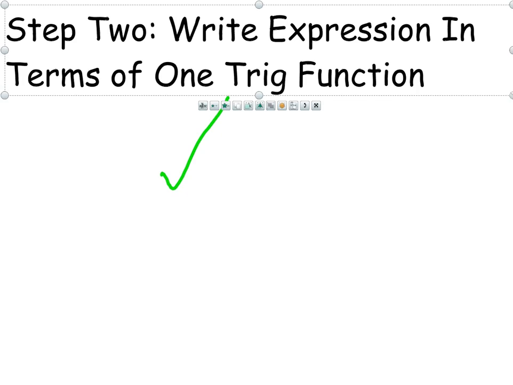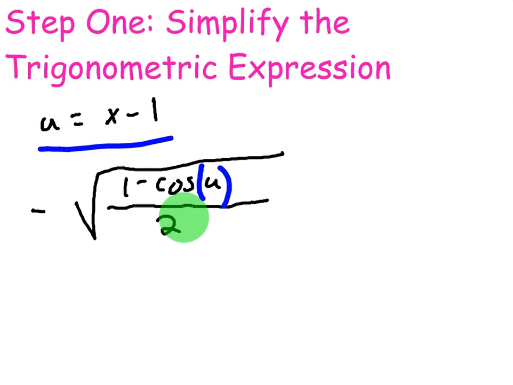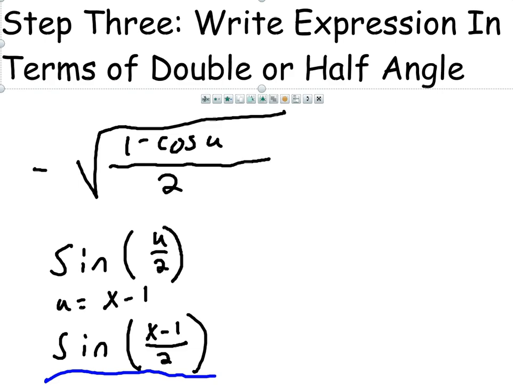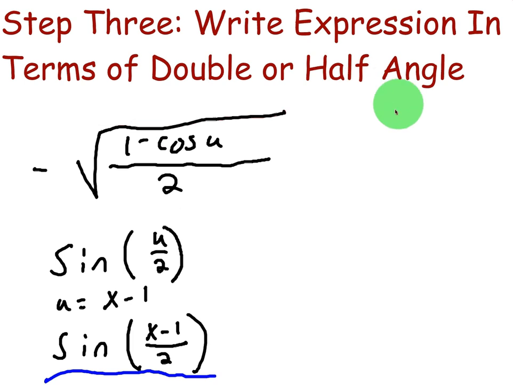Again, I said step 2 was to write it in terms of one trig function. And guess what? It already is. It's already in terms of cosine. So there's really not a whole lot to do for step 2 other than to check it off and say, yeah, it's in terms of cosine, we're good. Step 3 is to write the expression in terms of a double or half angle.